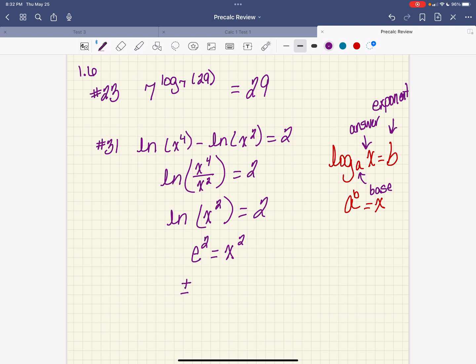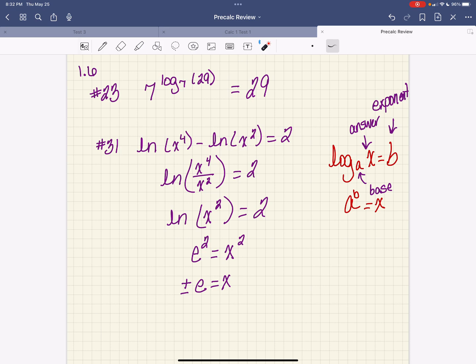E is just a number. It's an irrational number, but it's still just a number. And when I take the square root of this, I'm going to get plus or minus e equals x. Now, you have to check this, because remember, we can't have negative numbers inside this right here. Can't have negative numbers. So very oftentimes you've got to throw something out.